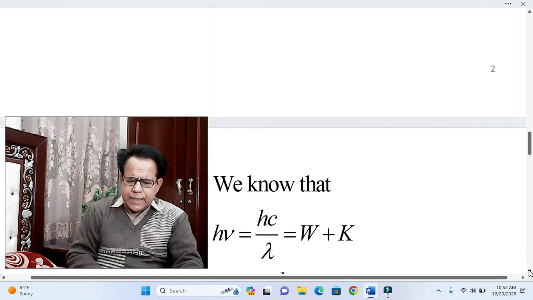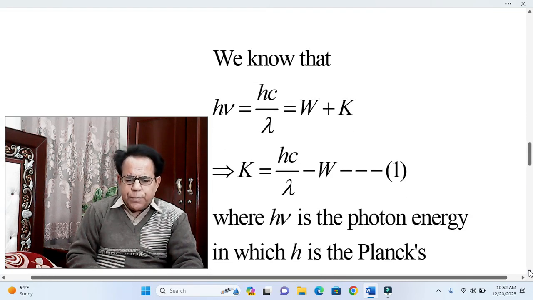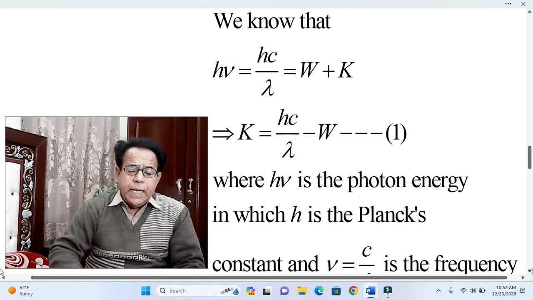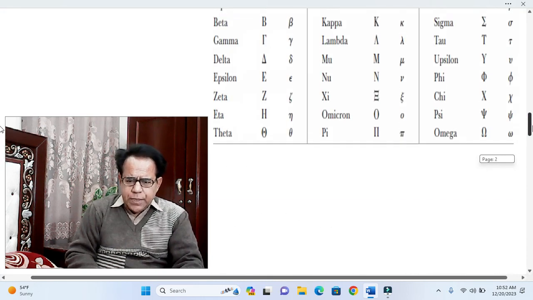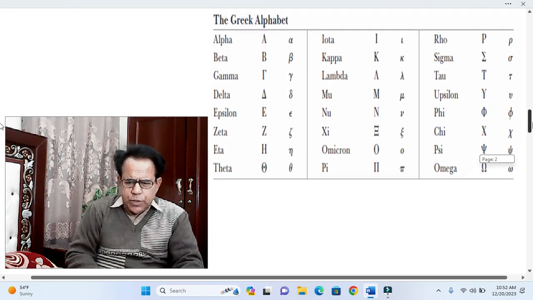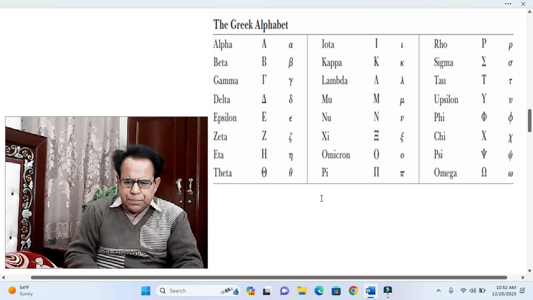Now we are going to start our problem in a formal manner. We know that h nu, nu is also a Greek alphabet given in that table. Let us go back. Nu, here. This nu, not capital N, this V-like italic symbol. This is nu.